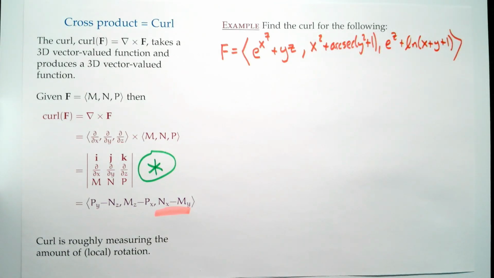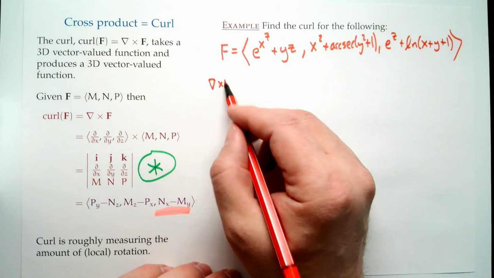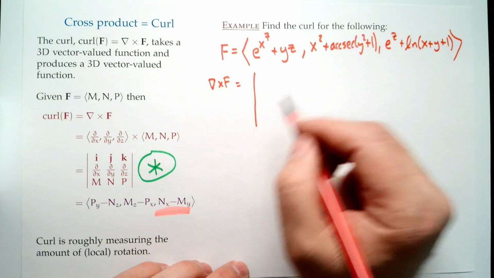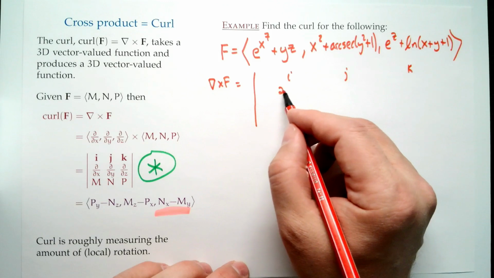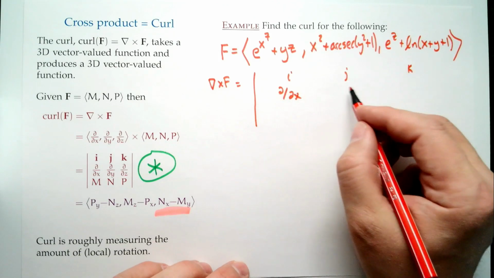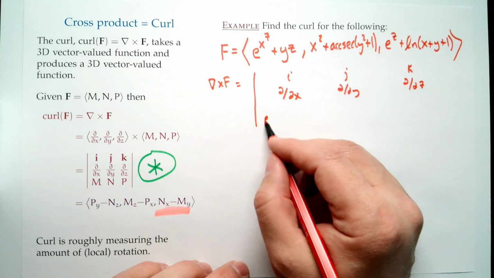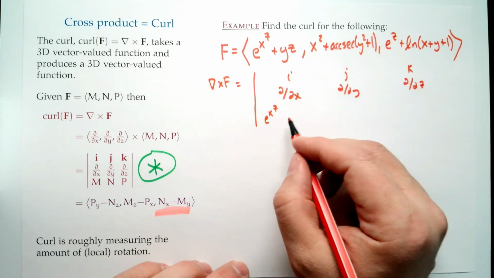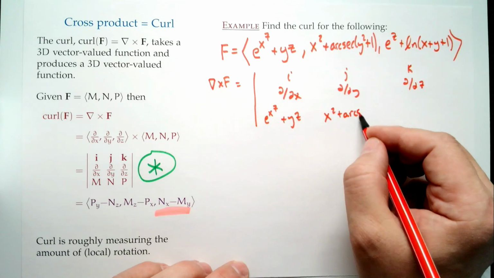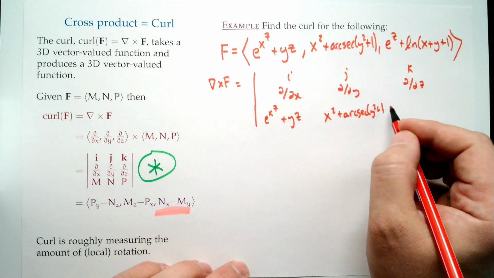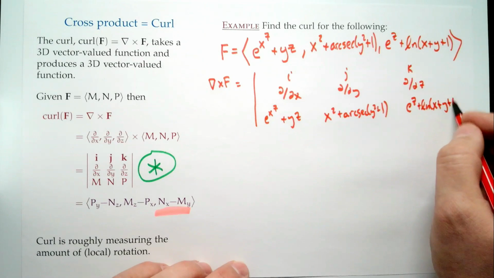There's our function. We want to find the curl of f, which is del cross f. So we set up our little 3 by 3 matrix: i, j, k, partial x, partial y, partial z. And we write down the entries: e to the x to the 7th plus y times z, x squared plus arc secant of y squared plus 1, and e to the z plus log of x plus y plus 1.